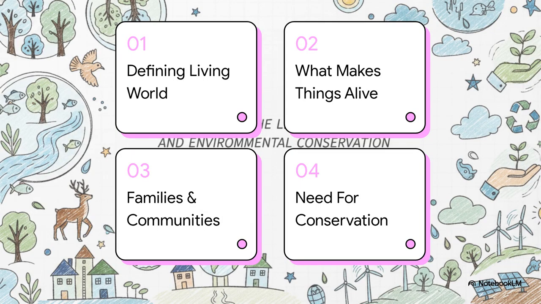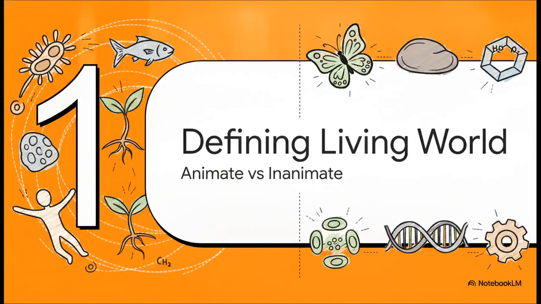So, here's our roadmap for today's explainer. First up, we'll define the living world. Second, we'll look at what actually makes things alive. Third, we're zooming out to families and communities. And finally, we'll talk about the crucial need for conservation. Starting with Section 1, defining the living world, separating the animate from the inanimate.